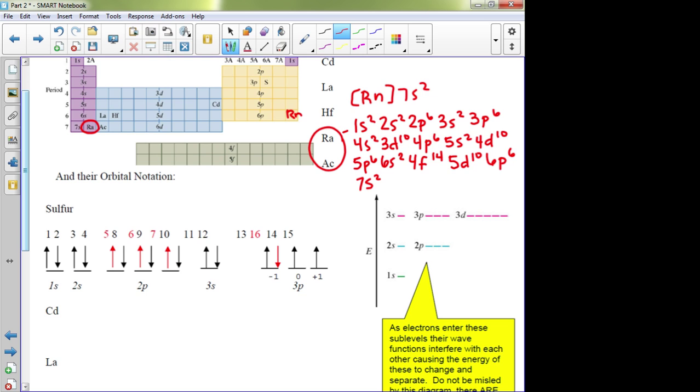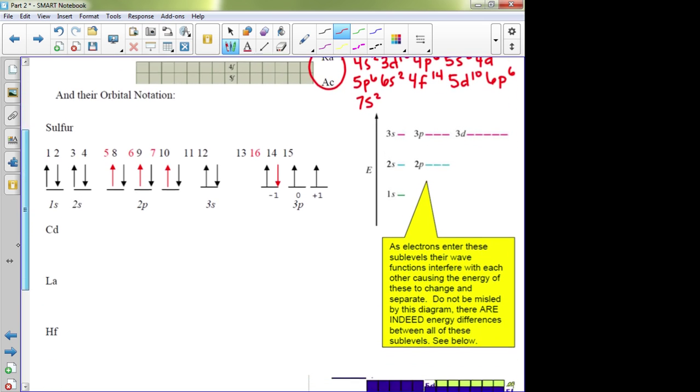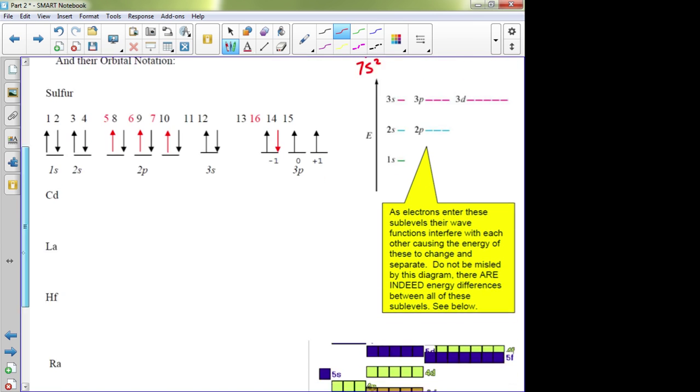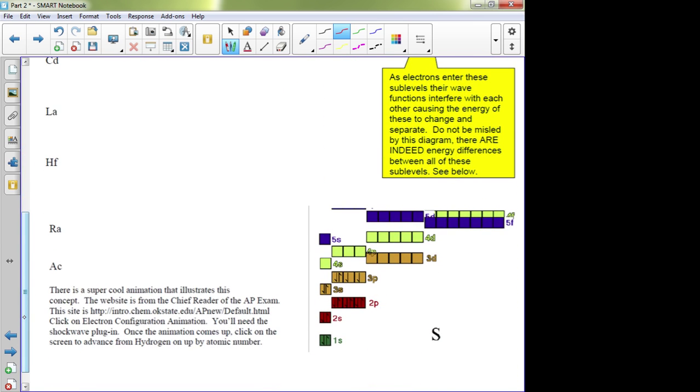All right, so let's say we had to do the orbital notation for Ra. I'm just going to put Rn in brackets, and then what do I have to draw? Just one little box for 7s. So we're going to go up and then down.